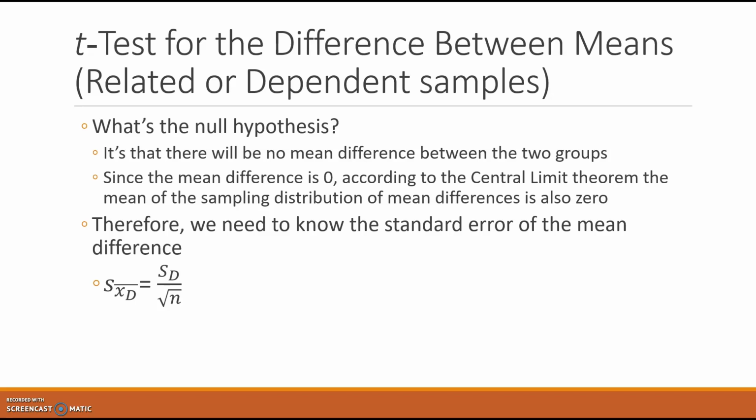And the standard error of the mean difference looks just like the standard error of the mean scores that we had before. So we have s sub x bar sub d is equivalent to s sub d, which we've figured out, divided by the square root of n. It's the same formula from the last chapter. It's just got different numbers in it. Okay?